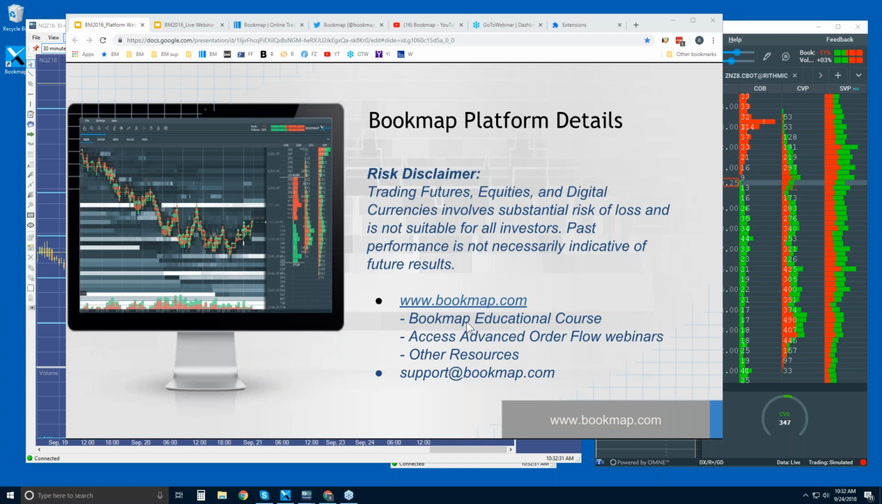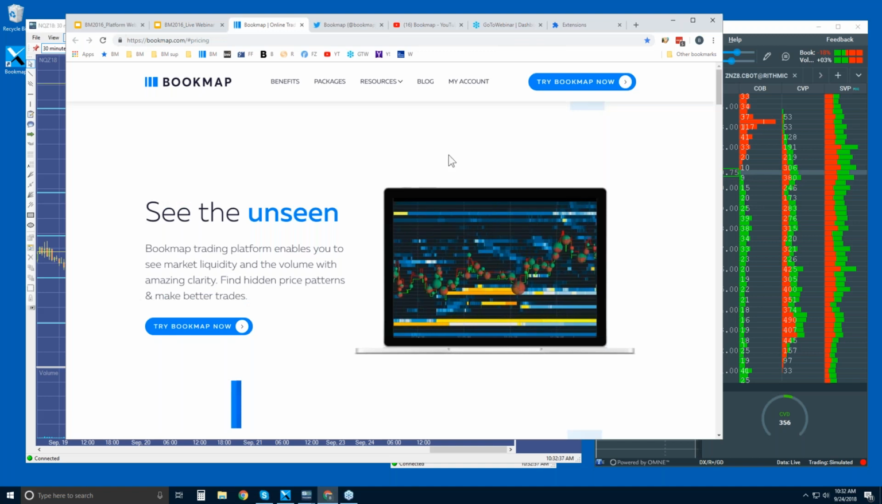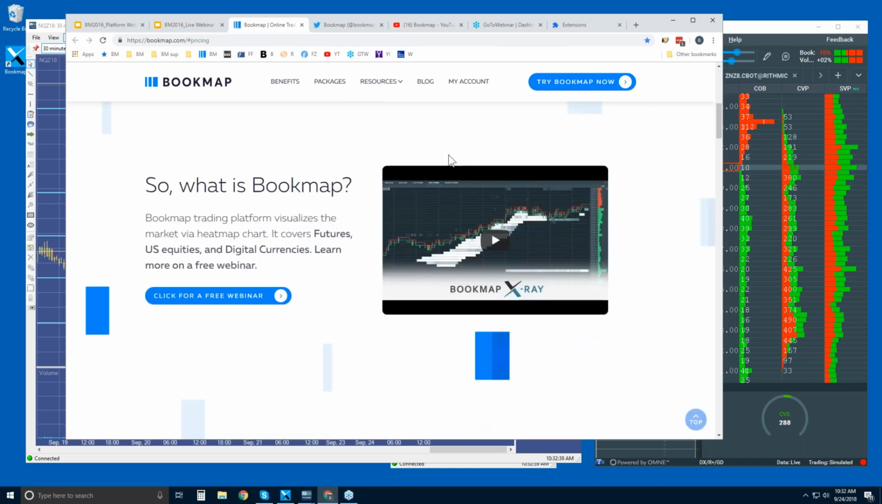All right, so let's jump into bookmap.com and we'll go through some of the overall view here, what Bookmap is. We are a software trading platform. We're not a data provider, we're not a broker, we're just software. We just have that unique way of connecting or visualizing the market data, and that's the advantage here.